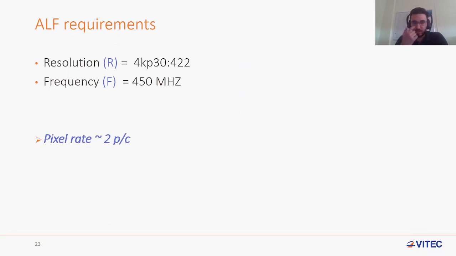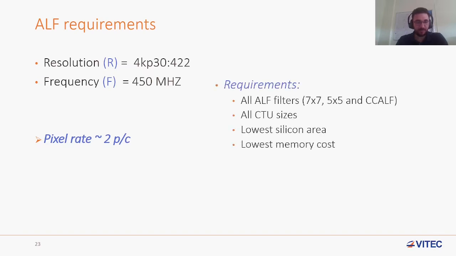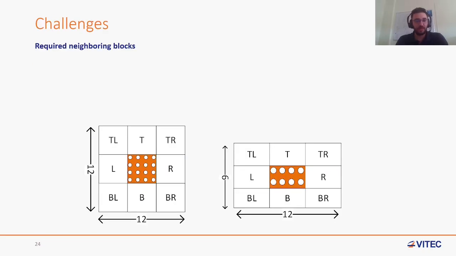Now, the requirements are similar to the transform ones. The ALF is designed as part of a real-time decoder that supports 4K video at 30 frames per second for 422 chroma subsampling, with a target frequency of 450 MHz. As we can see, when we divide the area defined by the resolution and the frequency in 1 second, we determine the pixel rate, which is 2 pixels per cycle. This is the restriction in order to be able to process 4K videos in real time. Now, the requirement in this context is to propose a hardware implementation that supports all ALF filters, the 7x7, 5x5, and CCALF, supporting also all CTU sizes, with the sole objective to minimize as much as possible the silicon area and the memory cost. The challenges for the ALF.